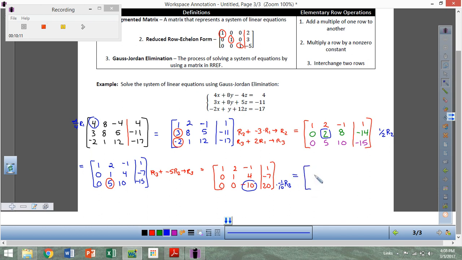That's going to give me, so now I have 1, 2, negative 1, and 1. I have 0, 1, 4, and negative 7. And I have 0, 0, 1, and negative 2. Okay, I'm going to pause for just a second.